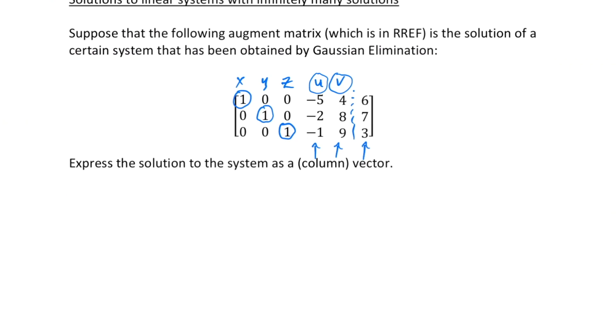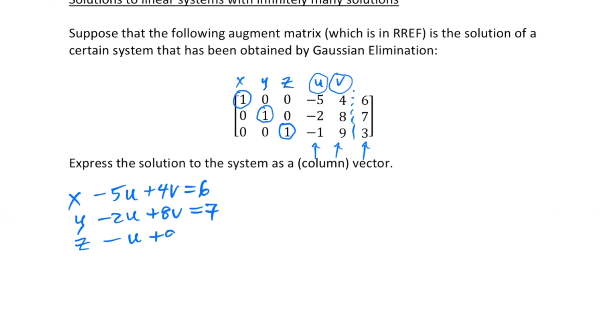It would be saying 1x, in other words, x plus 0y plus 0z, minus 5u plus 4v is equal to 6. The next one would be saying y minus 2u plus 8v is 7. And the last, z minus u plus 9v is equal to 3.